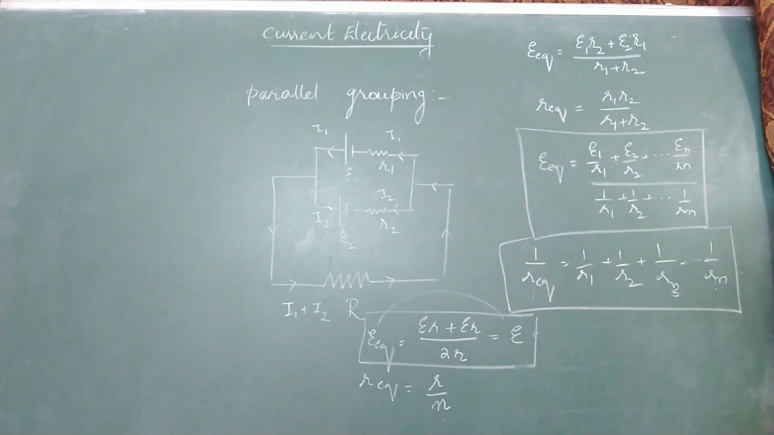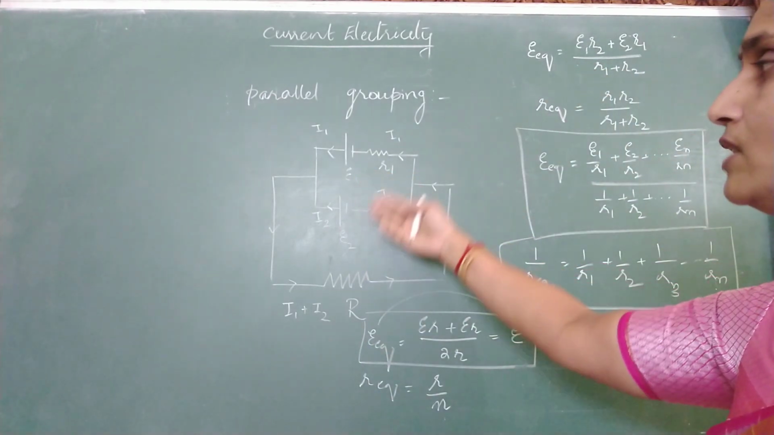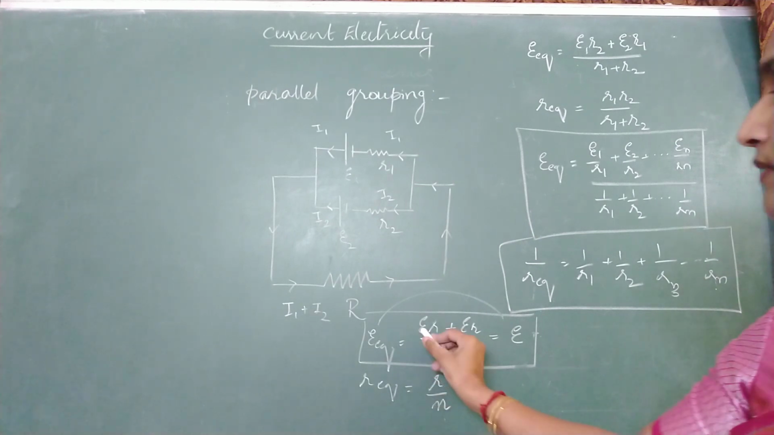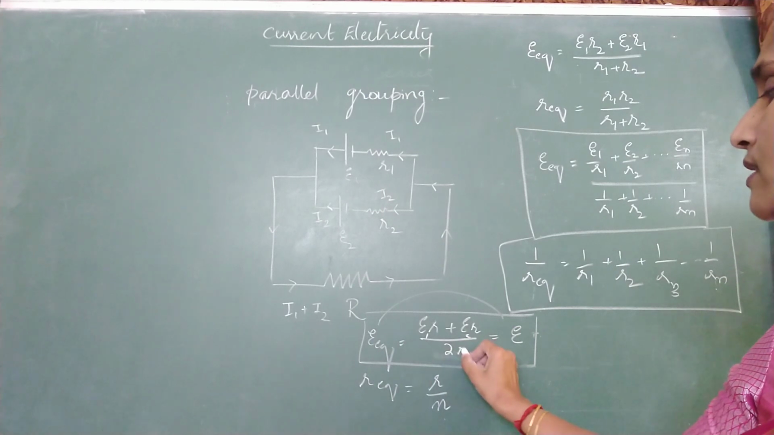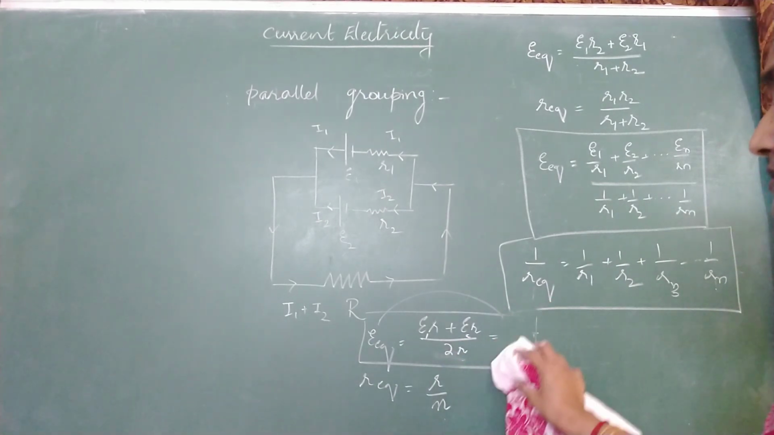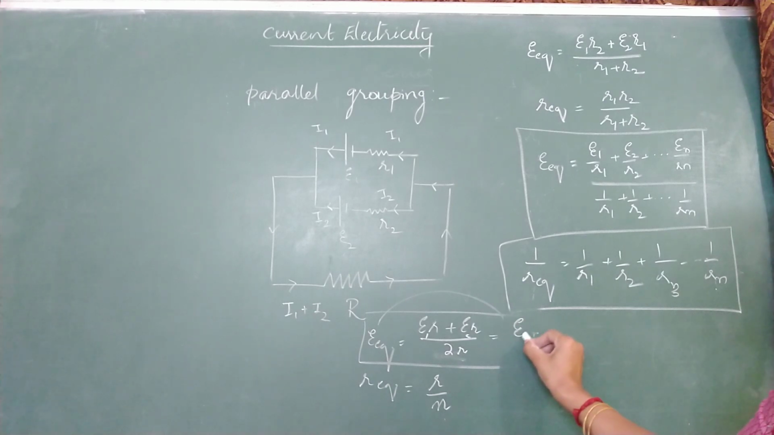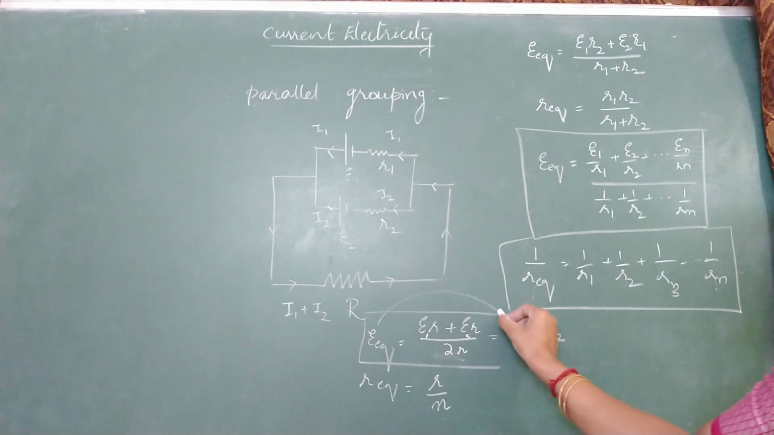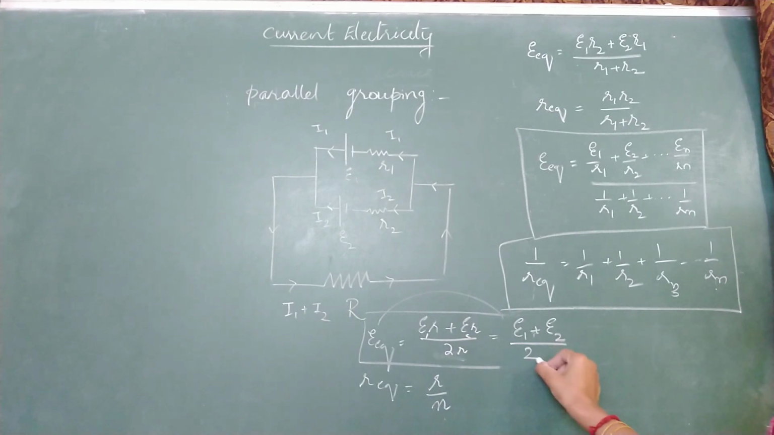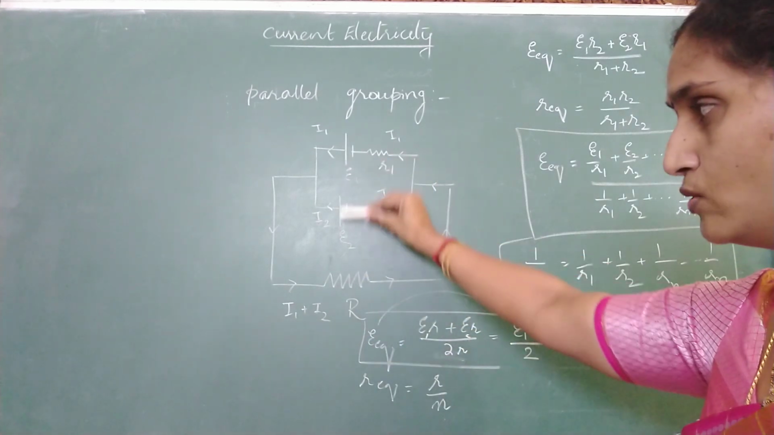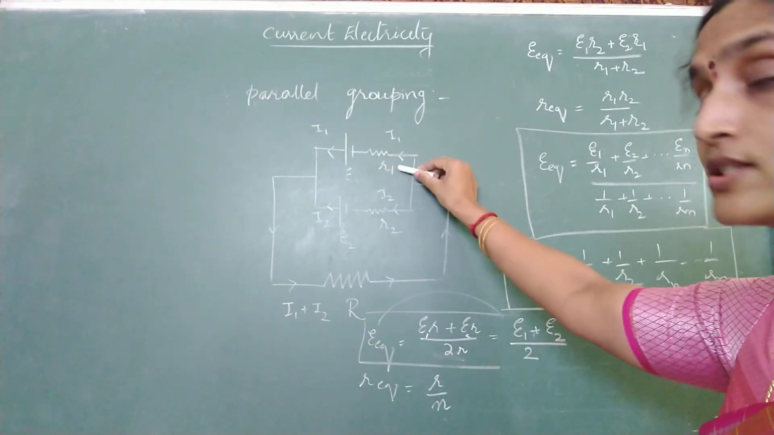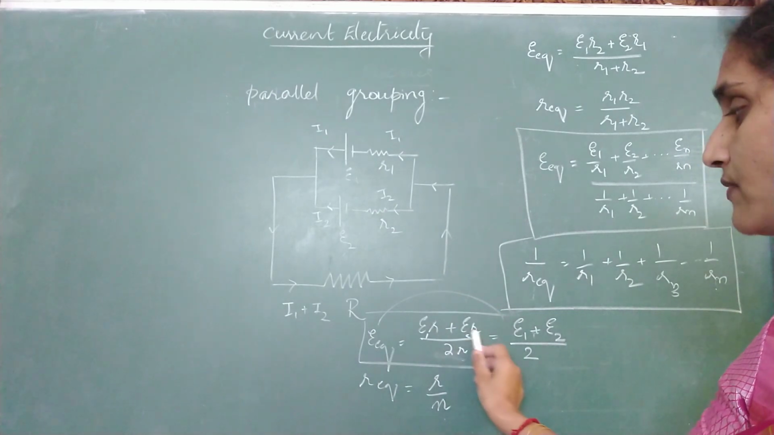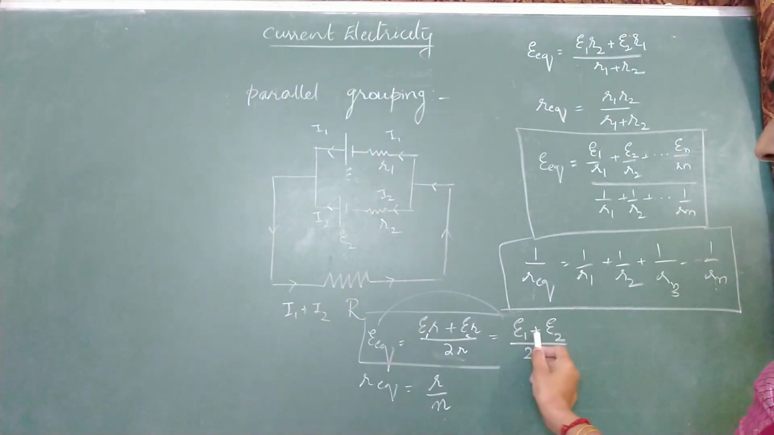Tell me what will be your answer for equivalent EMF if these two are E1 and E2 but the resistance is the same? Will it become E1R plus E2R divided by what? 2R. Okay, when you solve this, you get the answer as E1 plus E2 divided by 2. I repeat, if two EMFs, E1 and E2, are different but their internal resistance is the same, you can drop the suffix for only resistance. Then you will get the answer as E1 plus E2 divided by 2.